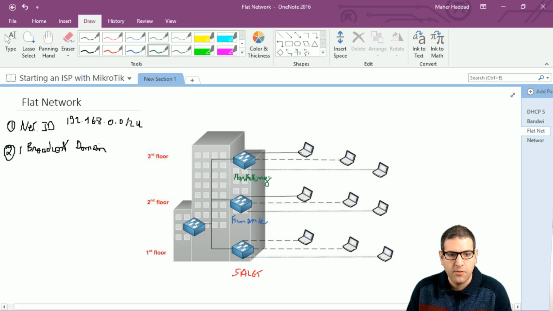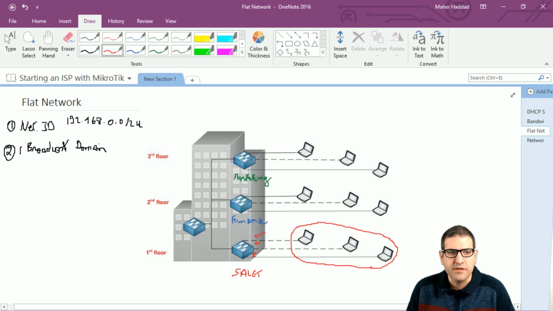Okay, so what will happen now? We divided physically the users in each of the departments to be connected to each other. For example, in our case, we say floor 1 is sales. That means all computers which are on floor number 1 are from the sales department. So they are all physically connected to this switch. Okay, and then the same for the finance and the same for the marketing.